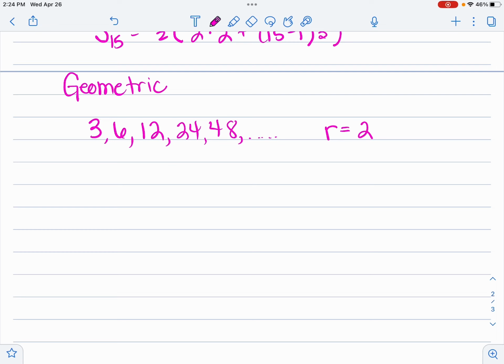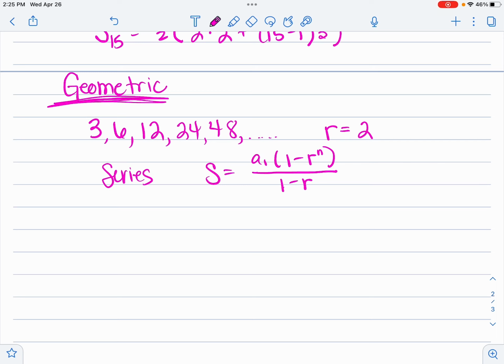Now, just like arithmetic sequences, we have geometric series. A geometric series also has a fun little formula. Let me write it down because I never can remember it. So again, we're going to add it up. So here's the formula for the geometric series. The sum is equal to the first term times 1 minus the common ratio to the nth power, all divided by 1 minus the common ratio. Okay, so that's the sum if it's a geometric sequence.